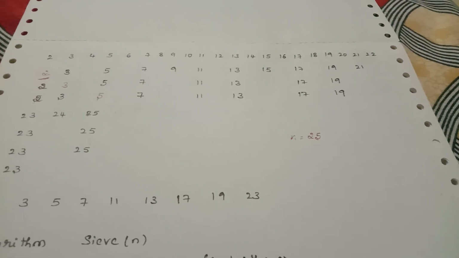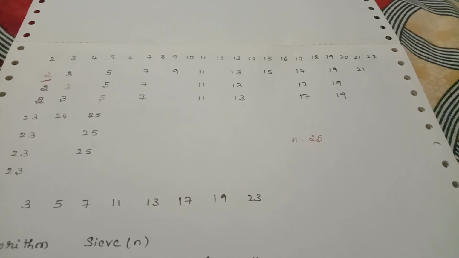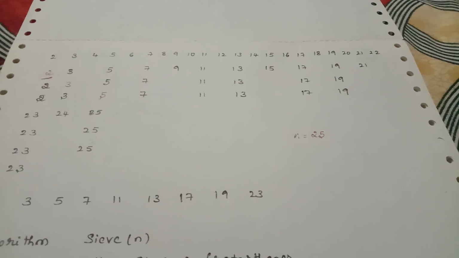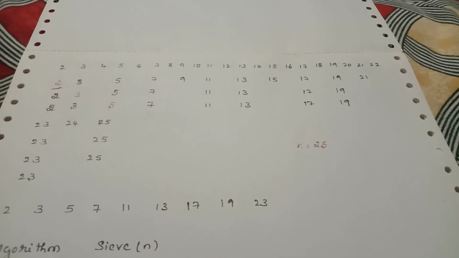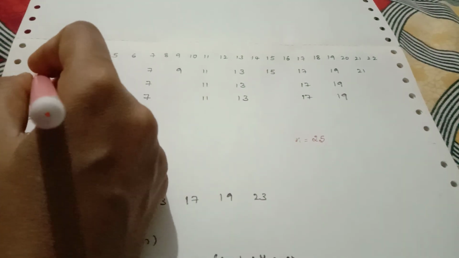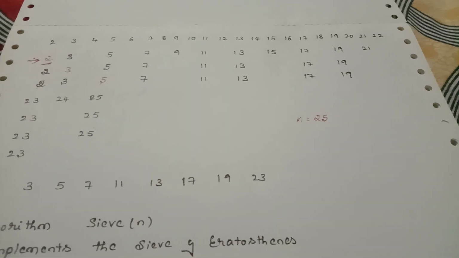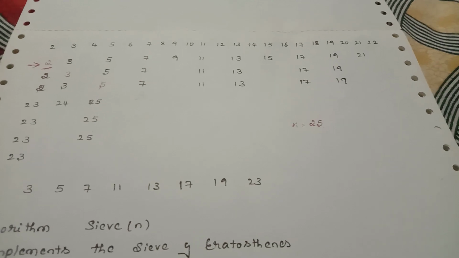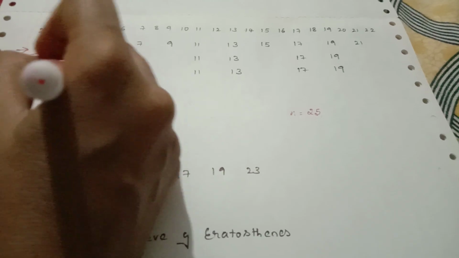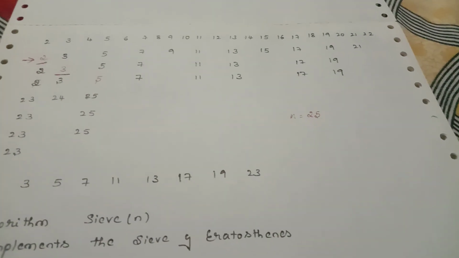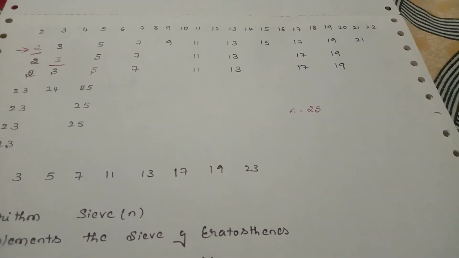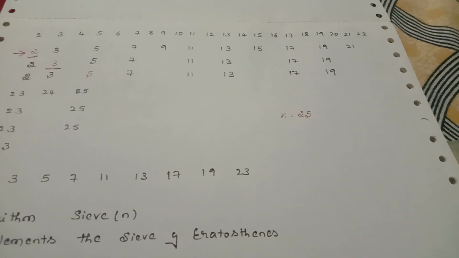That is 4, 6, 8, 10, 12, 14, 16, 18, 20, 22, 24. You can see in the second line, there are no multiples of 2 present. And then the next number will be 3. So you can see here 3, that is mentioned in the red color. Now in the next step, we have to remove the multiples of 3.